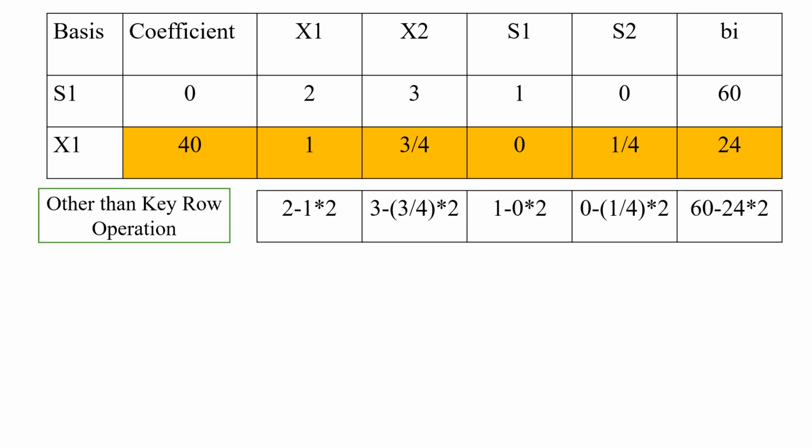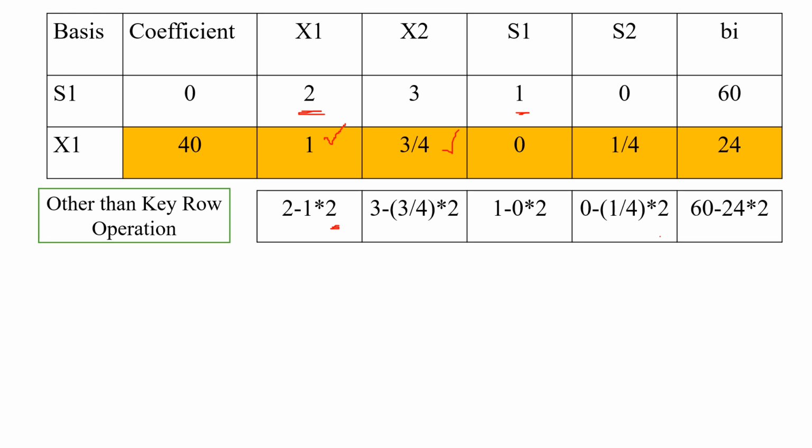If you make it 0, then what will you do? Take the value of the old row 2 minus the key element into 2. Once you do that, 2 minus 2, then ultimately the value will be 0. Similarly, 3 minus the element of the new row 3 by 4 into 2, 1 minus 0 into 2, 0 minus 1 by 4 into 2.